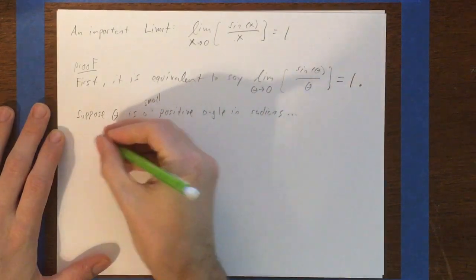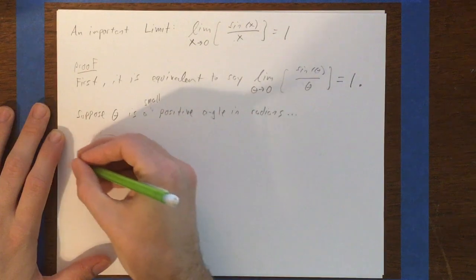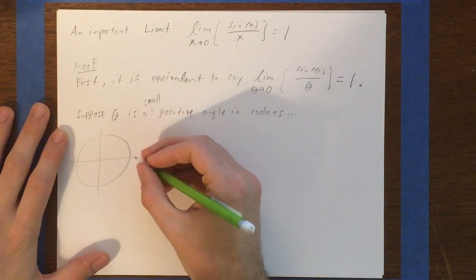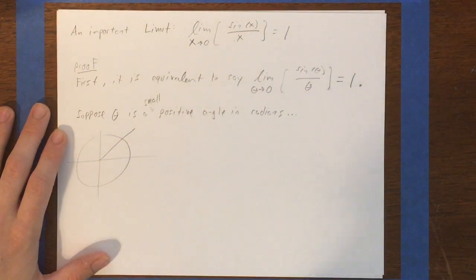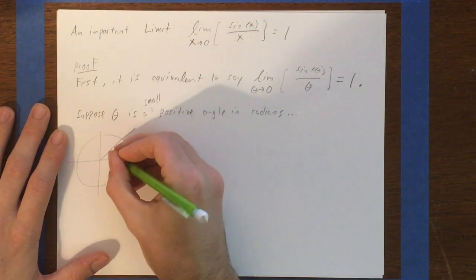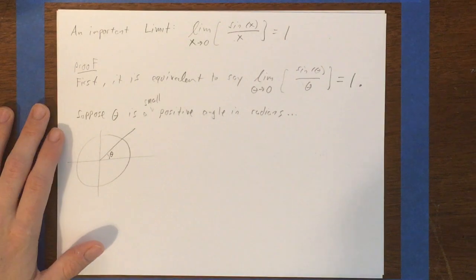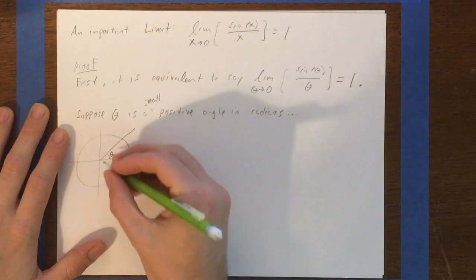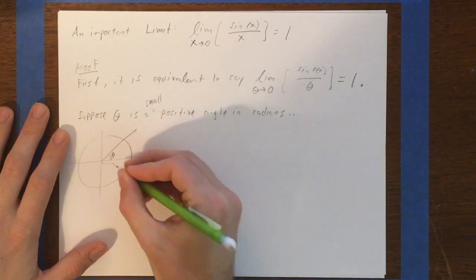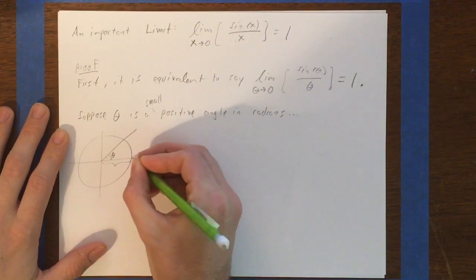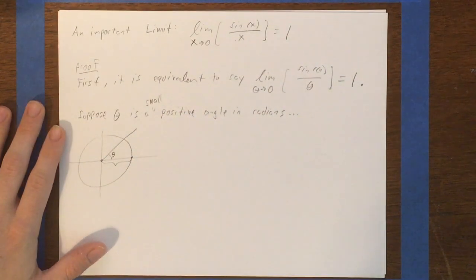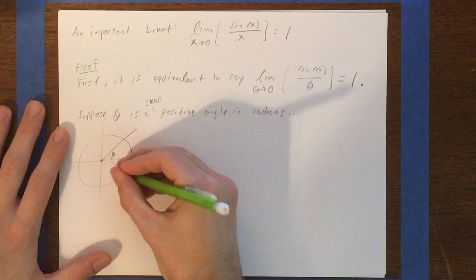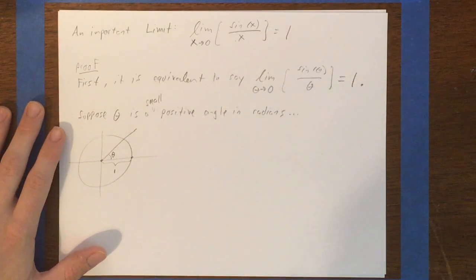So let's draw a picture. We now have an angle which is some smallish positive angle. Let's say it's like that. Okay, so there's our theta right in there. Now, let's make this a unit circle right here. So this distance right here, from the origin to the edge of the circle, that's a radius, so that's going to be 1 unit long, right?